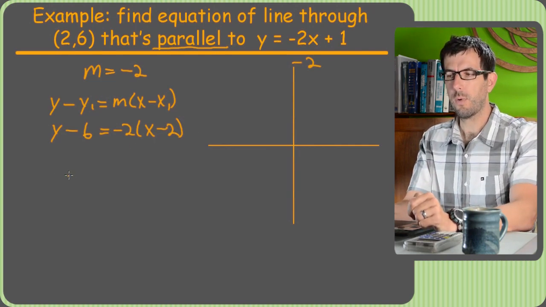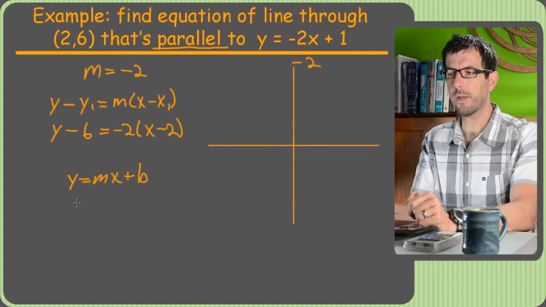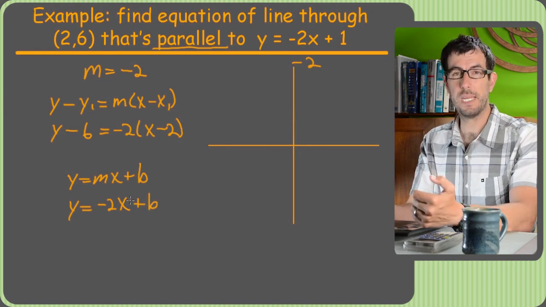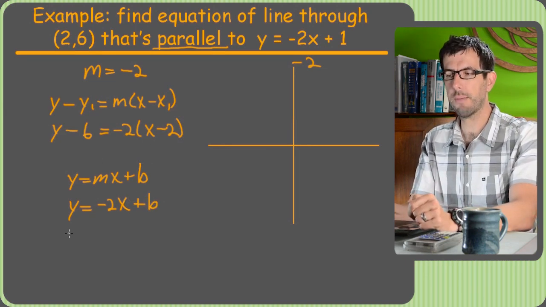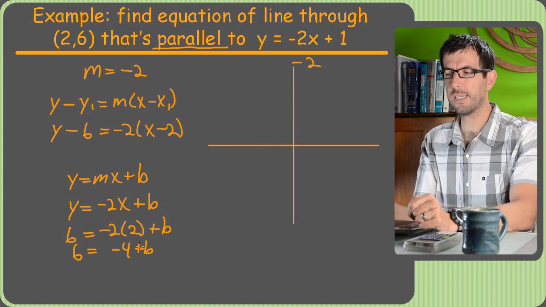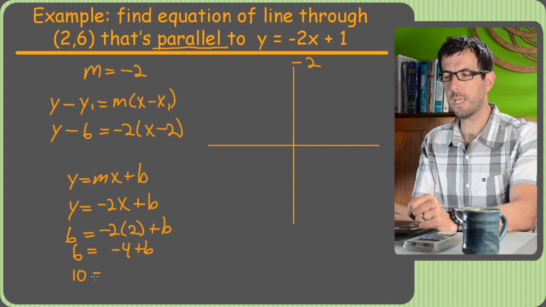The other way to go is y equals mx plus b form. So the first step is plug in -2 for m. We still have b, which means now we need to solve for b by plugging in our point. So we're going to plug in 2, 6. So we get 6 equals -2 times x, which is 2, plus b, so this is -4, plus b equals 6. And hopefully you can tell my b's apart from my 6's. Add 4 to both sides, and we get 10 equals b.